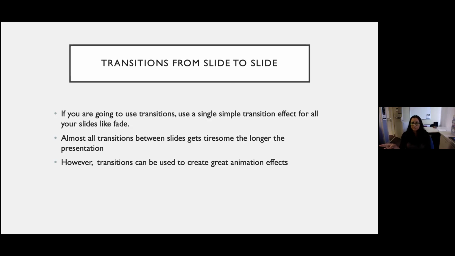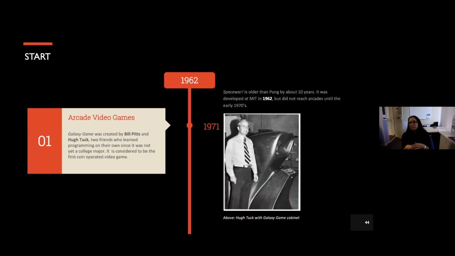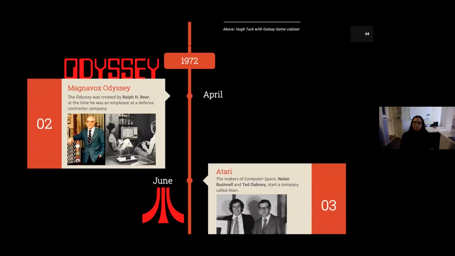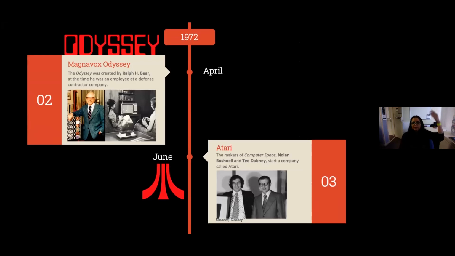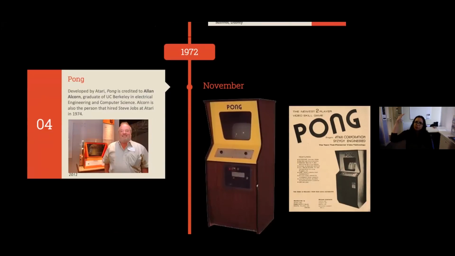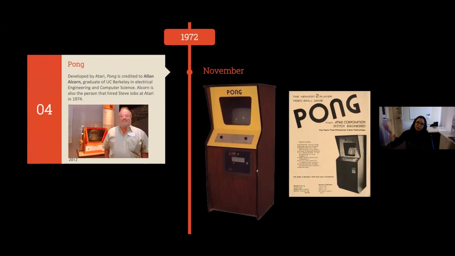But transitions can create some great animation effects. So I have this example. It's a game exhibit that I did, I think two, maybe three years ago. It was a timeline, and I created this in PowerPoint, and it was playing downstairs, the first floor of Richter. As the slides progressed, this is a wipe up effect. It looks like I'm just moving through the timeline. That's the transition effect in PowerPoint, and it's one of the few times that I would really recommend transitions.